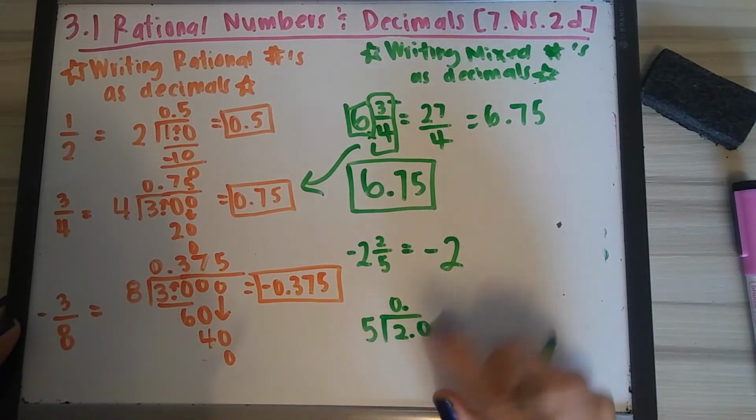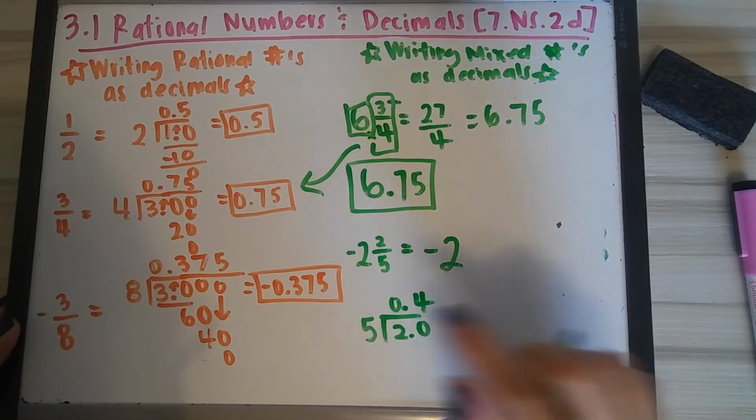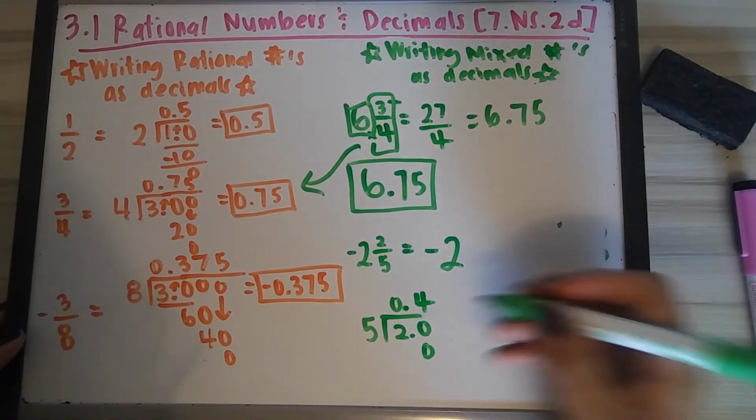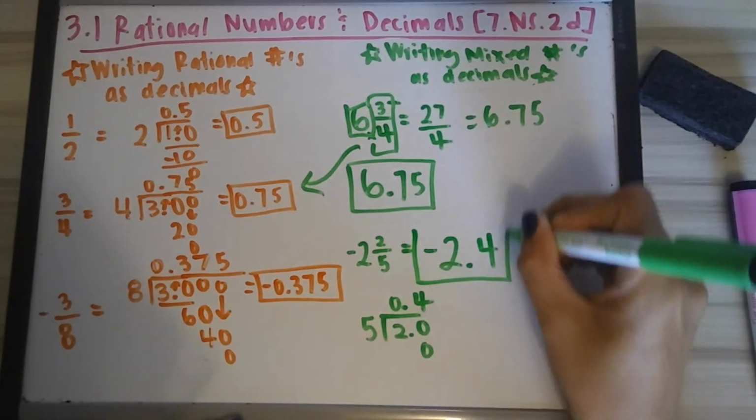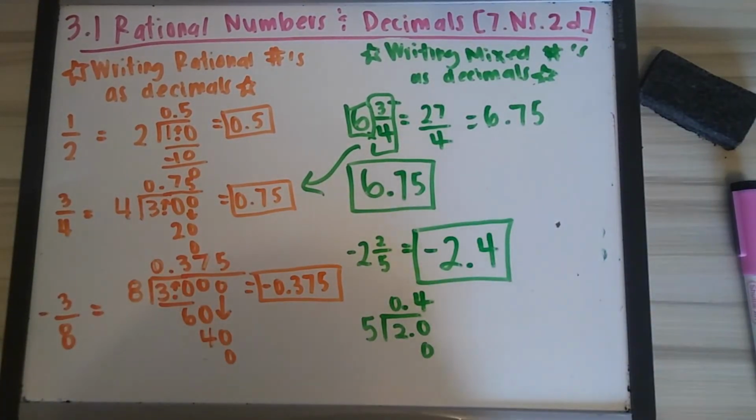How many times does 5 go into 20? 4 times. 4 times 5 is 20. So I have a remainder of 0. So then I'm going to add my decimal here and add a 4 right there. So 2 and 2/5 equals, or negative 2 and 2/5 equals negative 2 and 4/10, okay? So that's how we do that.